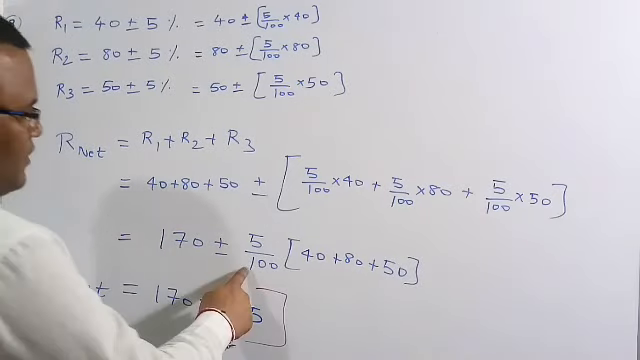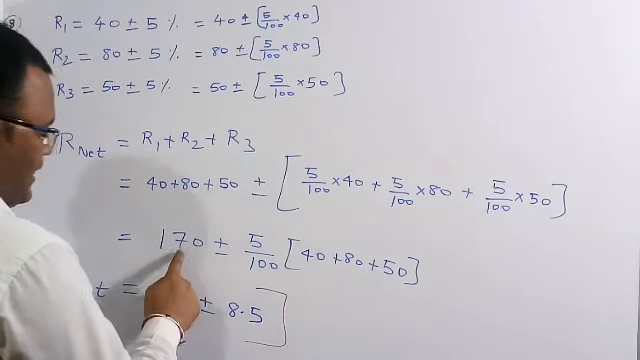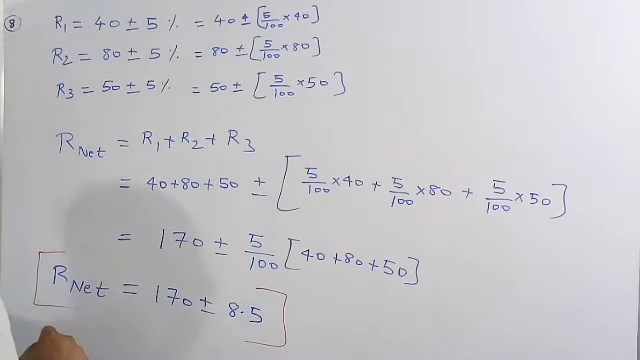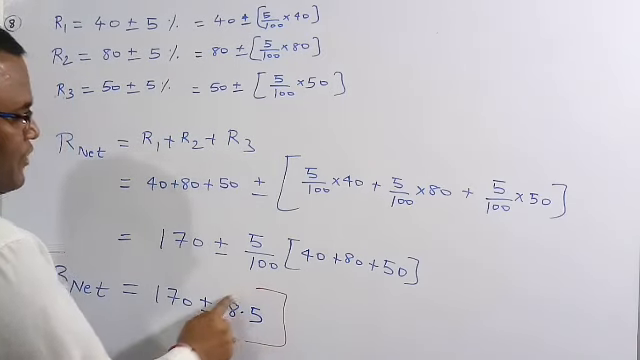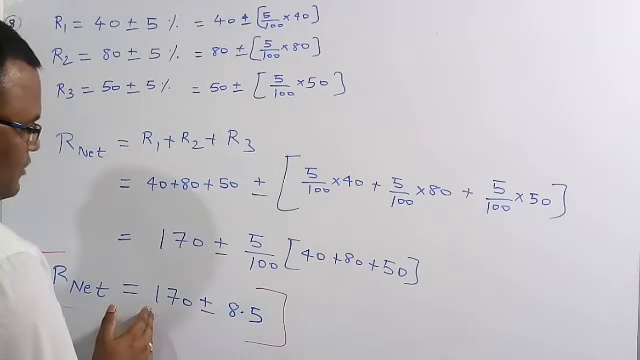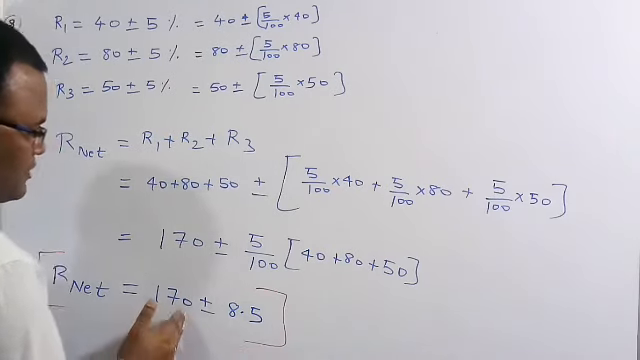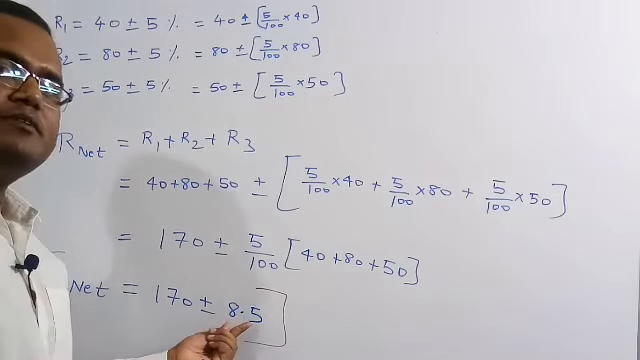So now I need to simplify this one. If I simplify it, I will get 8.5 and this 170 will remain 170. So therefore the net error, the limiting error, is 8.5 ohm. So out of 170, the net resistance can lie between 170 plus 8.5 or 170 minus 8.5. So therefore 8.5 is the limiting error.